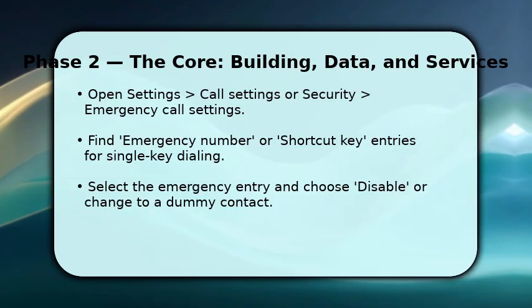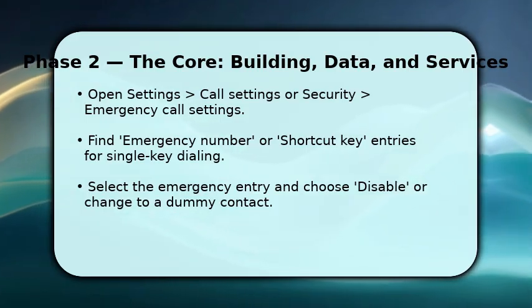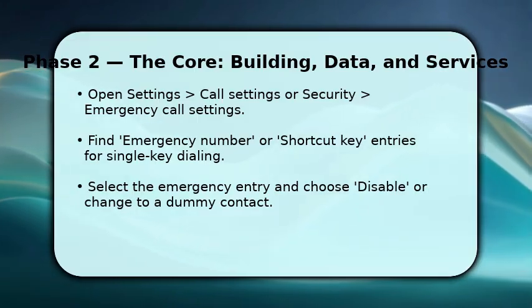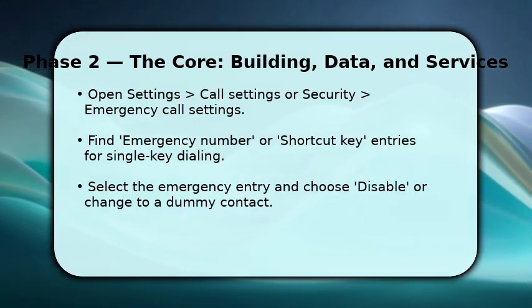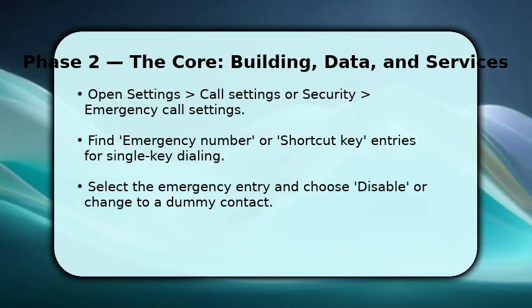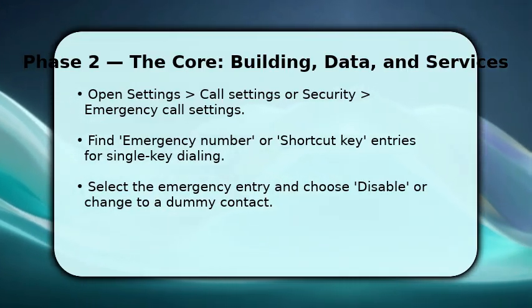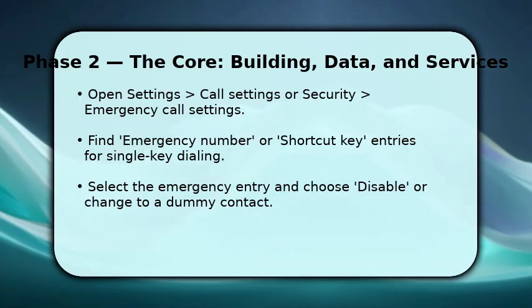Once you find it, look for single key dial or shortcut key assignments and tap the entry tied to the emergency function. Make the change. Either disable the shortcut or assign a non-functional contact as the destination. This prevents accidental dialing. Save changes and exit. You will verify in the final.